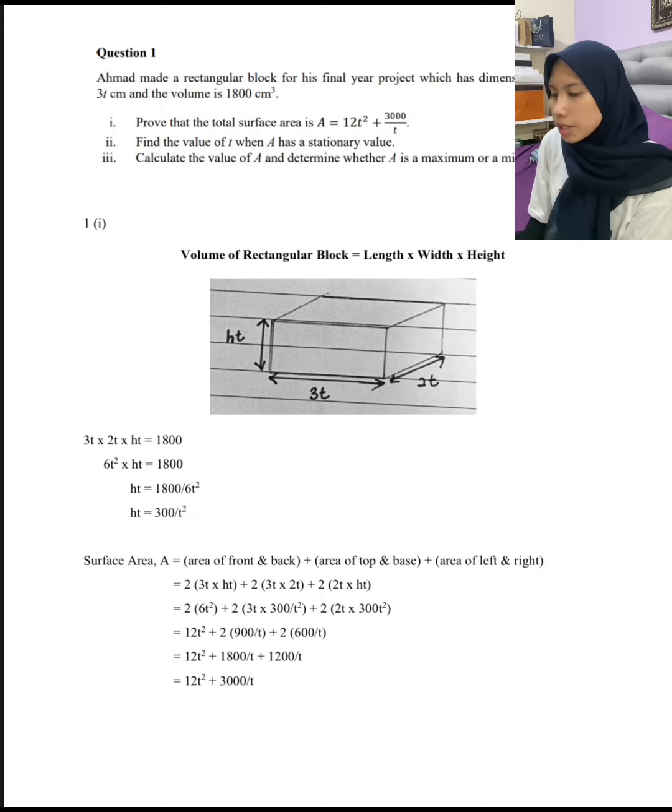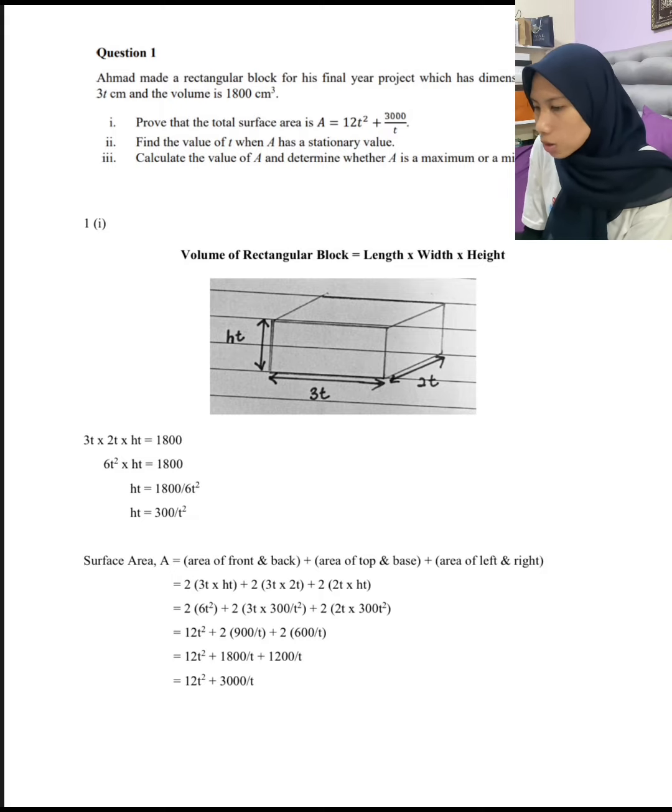The surface area A, area of front and back plus area of top and base plus area of left and right. So 2 bracket 3t multiply ht plus 2 bracket 3t multiply 2t plus 2 bracket 2t multiply ht equal 12t² plus 3000 over t.